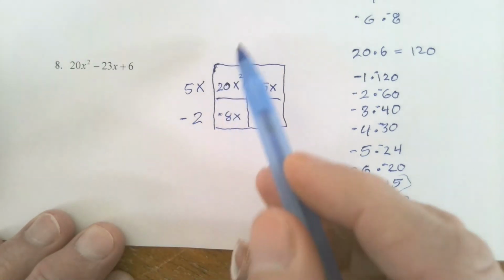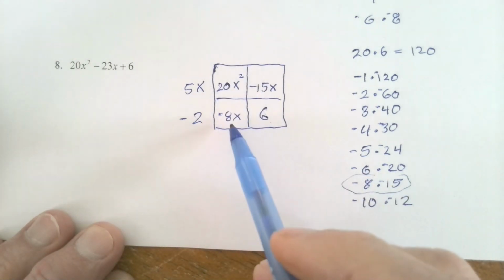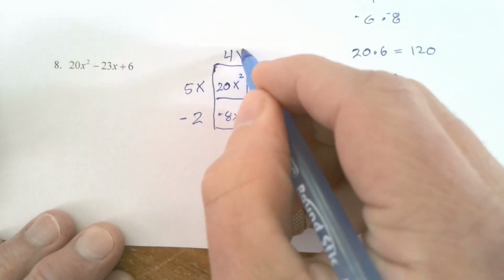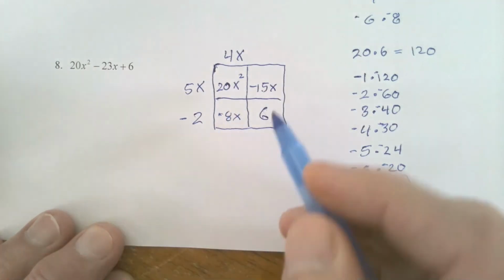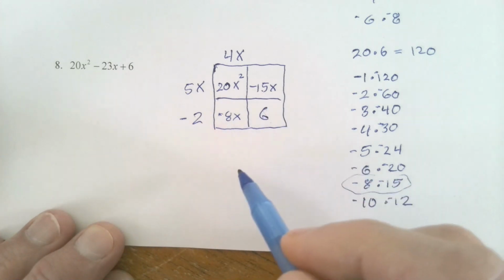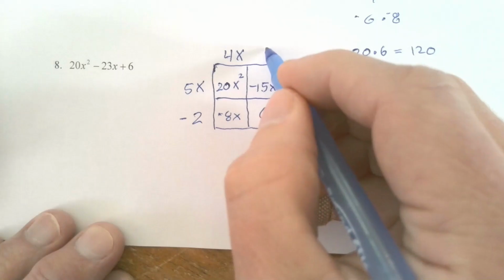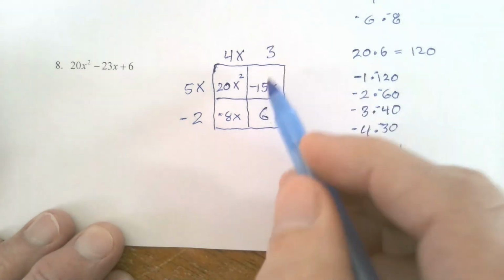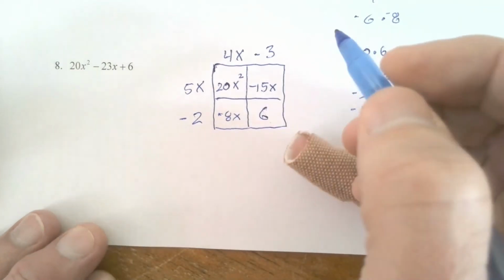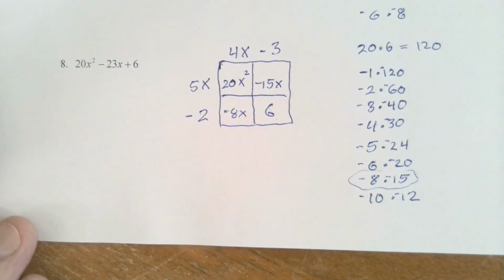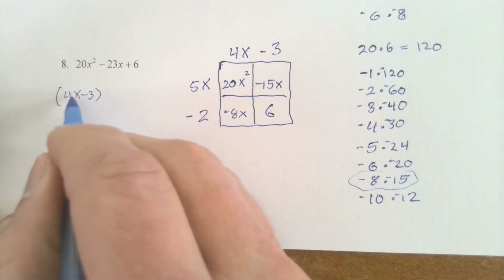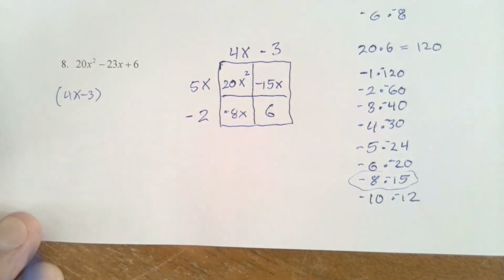Okay, don't write 2 up here. 2 does divide 8 and 20, but so does 4. 4 is bigger. You want the greatest common factor. Pull up an x also while you're at it. And then I know 15 and 6 both divide by 3. And the closest box here to the 3 is negative, so we'll put negative here. That means we're done. So this factors as 4x minus 3 times 5x minus 2.